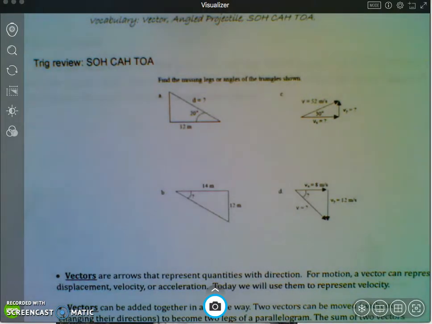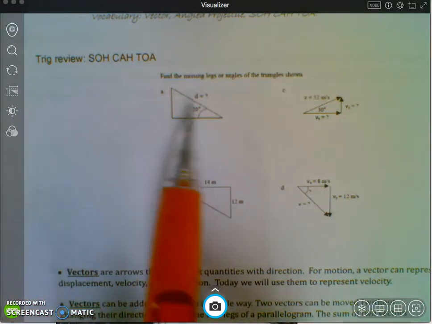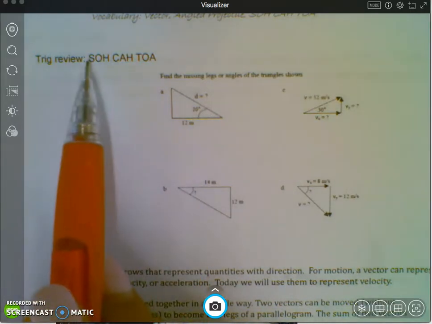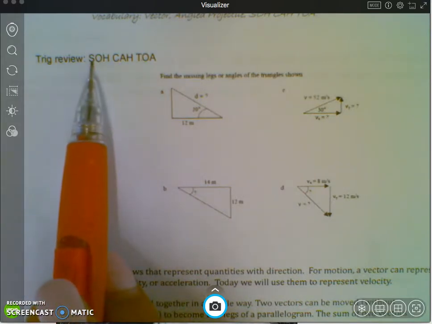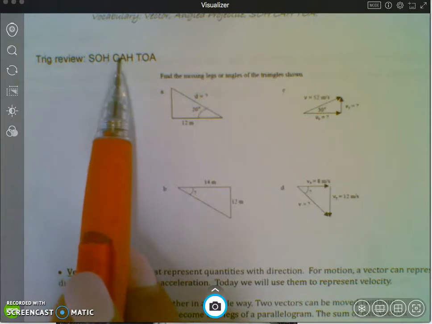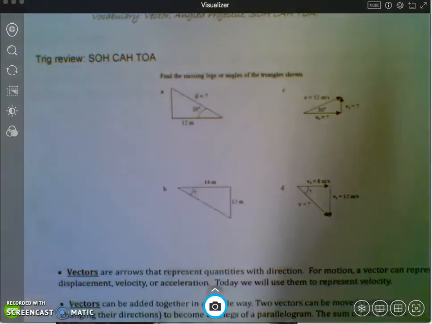What you need to remember is your SOHCAHTOA. If you've never heard of that before, this is a way of remembering how to solve for the sides and the angle of a right triangle when you have sine, cosine, and tangent. Sine means opposite over hypotenuse, cosine is adjacent over hypotenuse, and tan is opposite over adjacent. So I'm going to write these out over here for you.